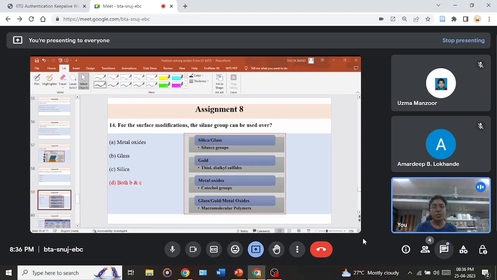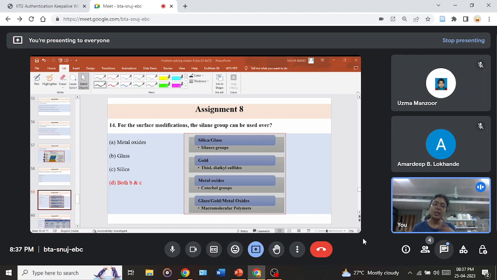So for silane group, both glass and silica substrate can be used. Similarly, if the substrate is made up of gold, thiol or dialkyl sulfides can be used. Now again, if the substrate is metal oxide, catechol groups can be used.